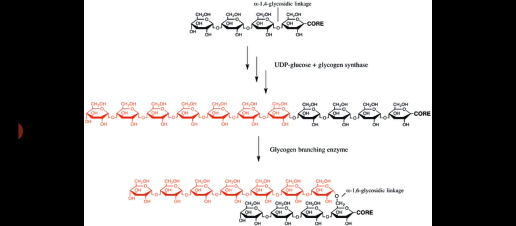The branching enzyme moves a 7-unit segment of alpha 1,4 residues from a glycogen chain to a carbon 6 hydroxyl group of a glucosyl residue that is at least 4 residues away from an existing branch. This is clearly visible in the diagram. Branching is necessary in glycogen because it increases the solubility of the molecule.